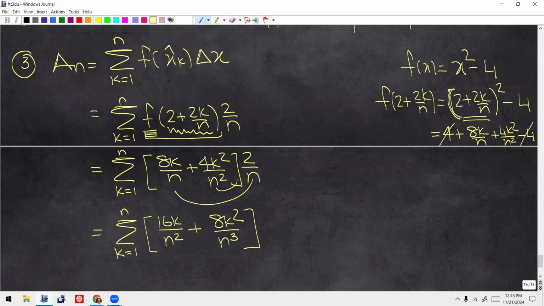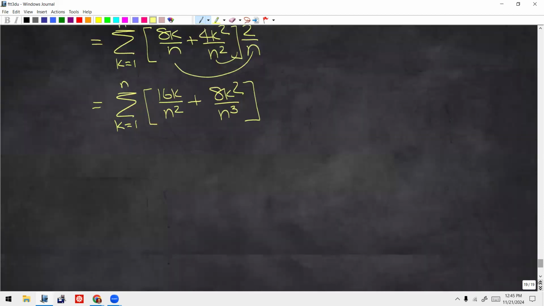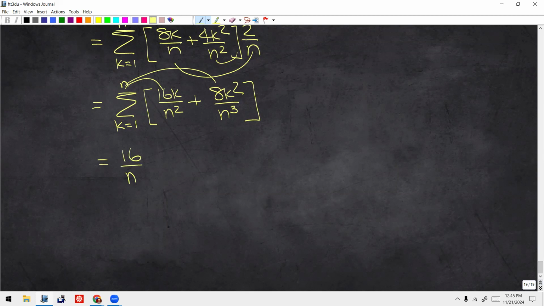Now, in the last problem at this stage, I went to the next step. But in this problem, I'm just going to simplify this while I have it in front of me. Is that okay? Just so I don't have to keep writing the word limit in the front. One of the things we can do right away is what? Distribute the summation and take out anything that doesn't have anything to do with k. So I get 16 over n squared times the summation of k from k equals 1 to n of k, plus 8 over n cubed times the summation of k equals 1 to n of k squared.